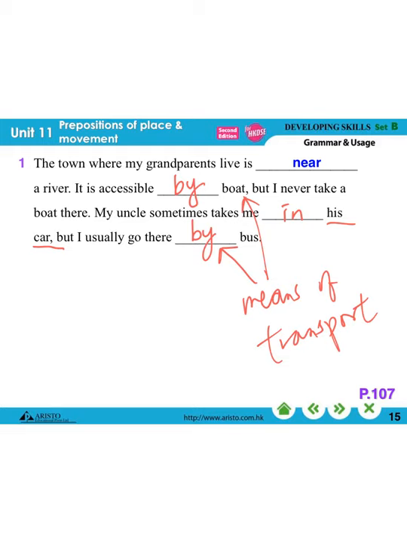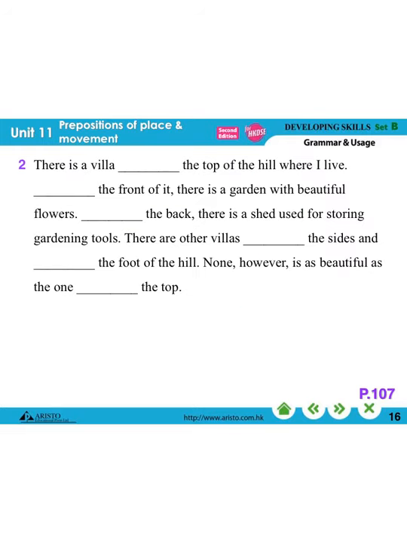And then another question here I want to show you. There is a villa. If we want to talk about the top of something, we have to say at the top of the hill where I live, there is a villa. It's just like there is a very big house. If I'm talking about it, actually I'm talking about the villa, which means this is a building.